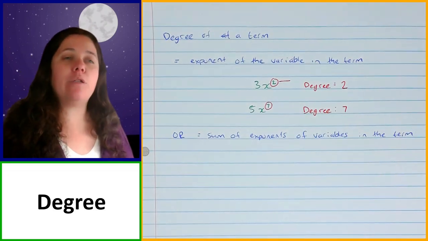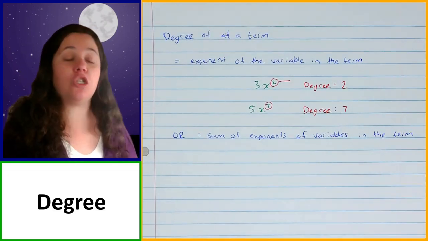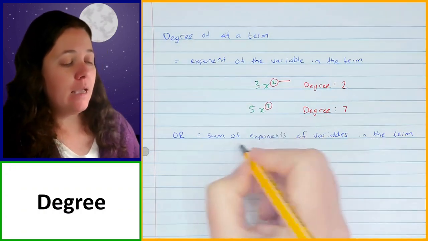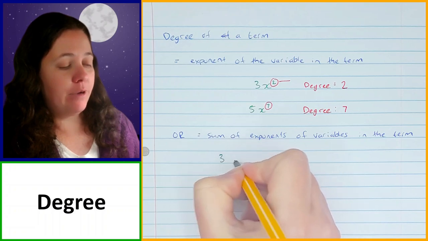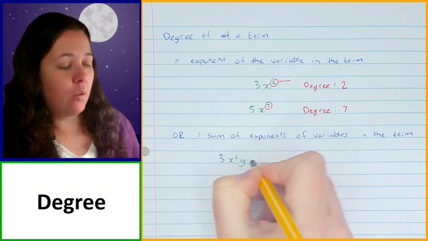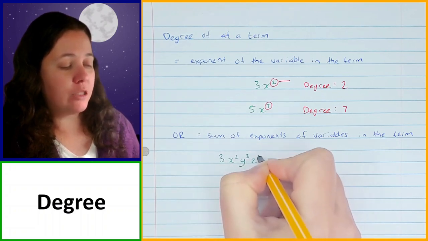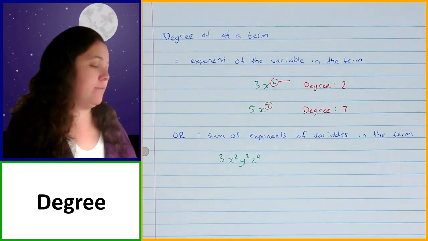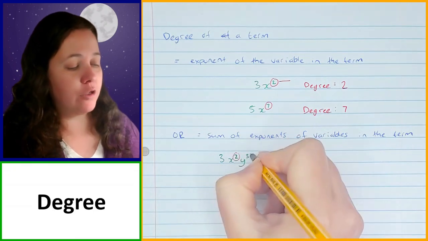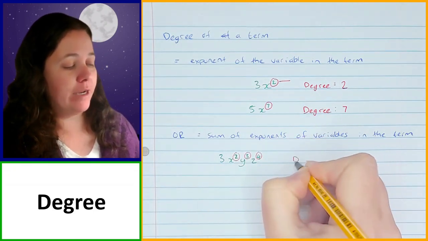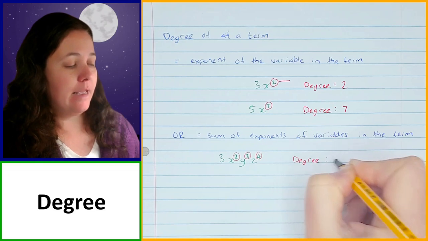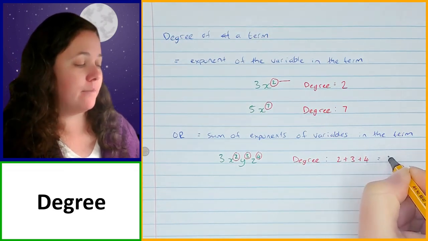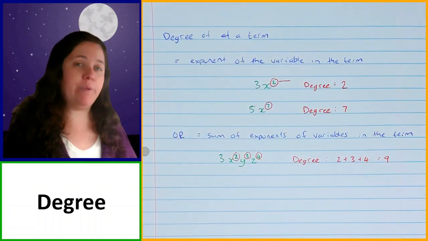Okay, now remember we learned about sum meaning addition. So if we have more than one variable in a term, then it could be something like this, 3x squared y cubed z to the power of 4, for instance. Then our degree, we're going to take all of those and we're going to add them up. So the degree is 2 plus 3 plus 4, so that's 9. So the degree of that expression would be 9.